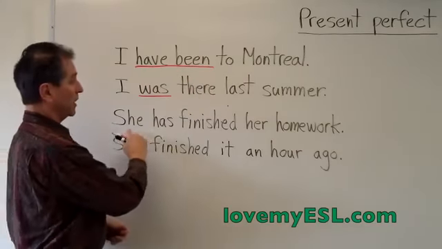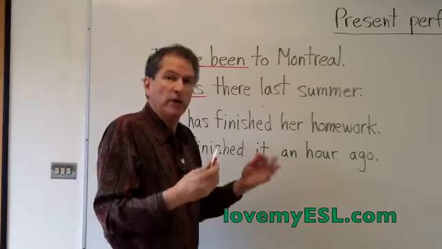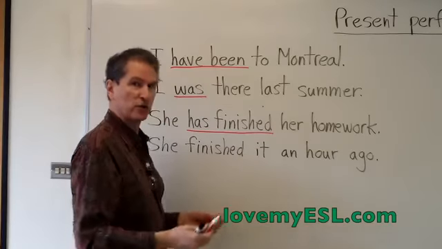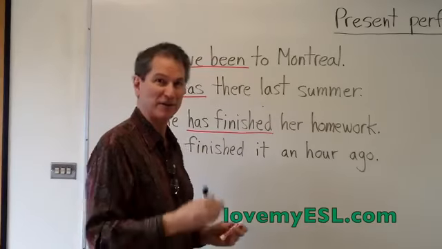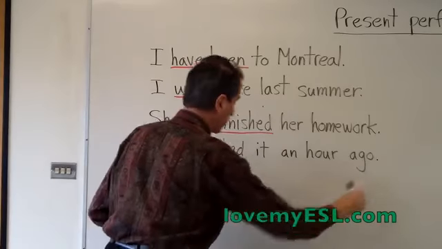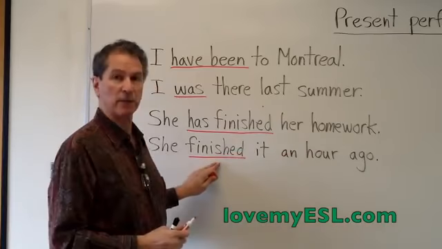Here's another example. She has finished her homework. When did she finish her homework? Well, we don't really know, but she has finished. As of now, she has finished her homework, so she's off watching TV or something like that. Here, she finished her homework an hour ago. An hour ago is the time, so I need to use the simple past.